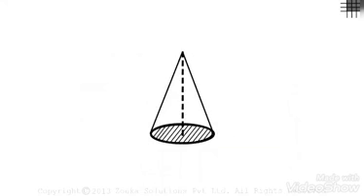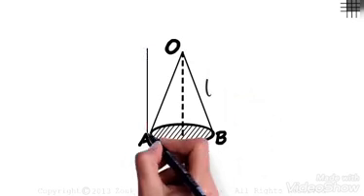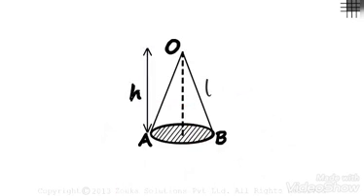Circular cone with a shaded base, and we will try to derive a formula for the surface area of a cone. Let us name the points O, A, B. Points A and B are marked on the circumference such that AB forms a diameter. Let L be the slant height and H be the perpendicular height. And let R be the radius of the circular base.